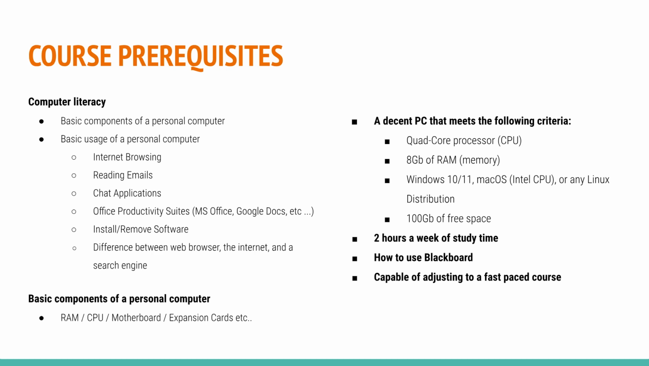What constitutes a decent PC? Well, a computer with a quad-core CPU, 8 GB of RAM as a minimum, Windows 10 or 11, or a Mac OS with an Intel CPU, or any Linux distribution. You can use a Mac with an M1 chip, but you're going to struggle a lot with it. And at least 100 gigabytes of free space that you can utilize. Any computer that does not meet this minimum requirement is essentially a potato and will give you a lot of problems, not only in my class, but in pretty much any other technical class that you take.